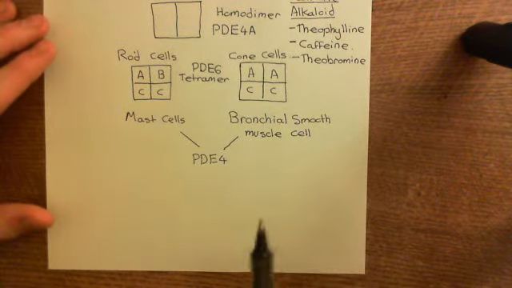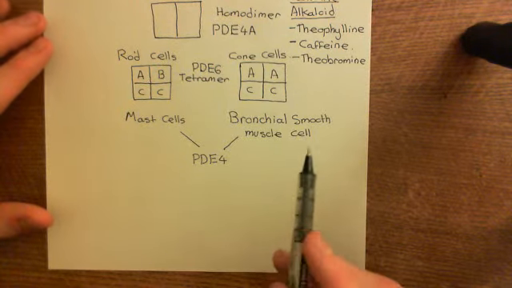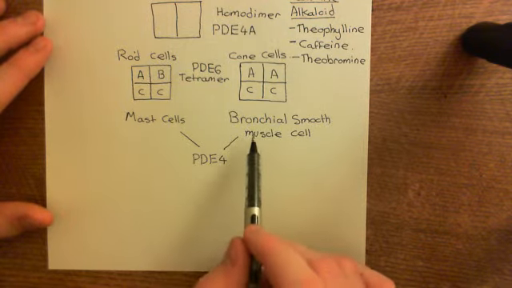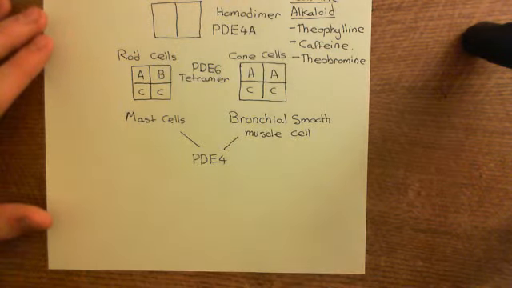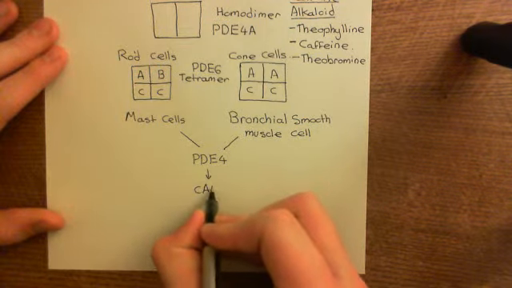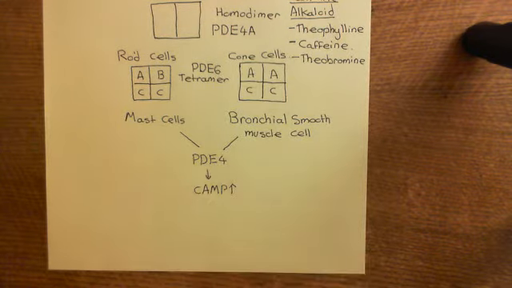Right, so theophylline is useful in treating asthma. It's useful for preventing asthma attacks. So it must be going in and blocking the PDE4 in the mast cells and the bronchial smooth muscle cells. So what would happen if we blocked PDE4 in mast cells and bronchial smooth muscle cells? Well, you'd stop breaking down cyclic AMP. So cyclic AMP level within the cytoplasm would go up. If we reduced the activity of phosphodiesterase 4, then we're no longer breaking down cyclic AMP, so cyclic AMP would accumulate in the cytoplasm of our mast cell and our bronchial smooth muscle cell.